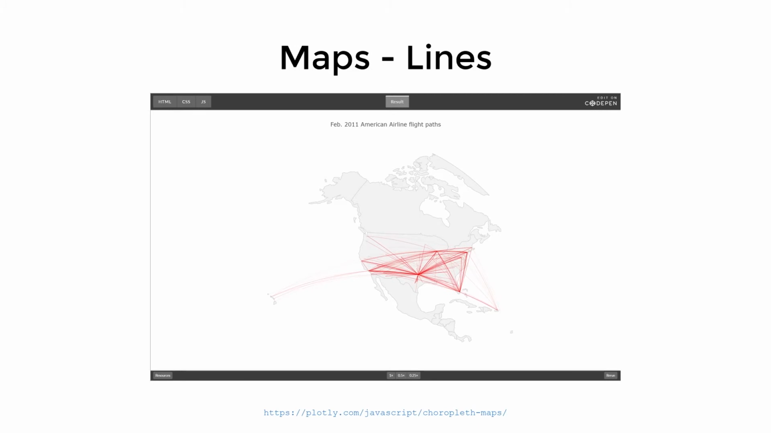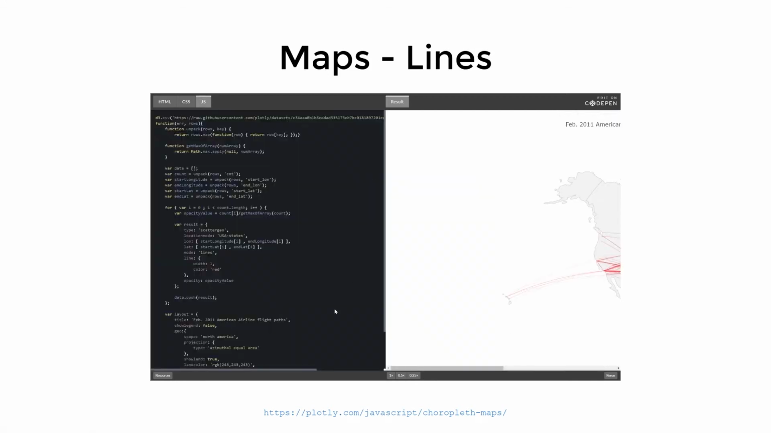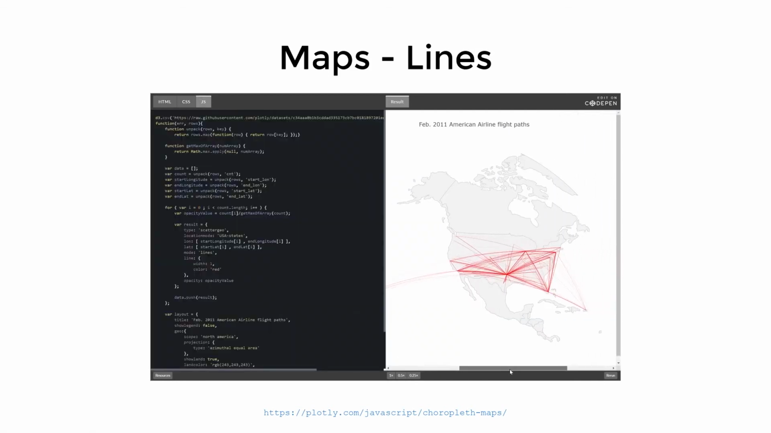Another type we can do is line visualizations on top of maps. In this case, our lines are representing American airline flight paths from February 2011. And if we take a look at the JavaScript for this, we can see that it's a fairly different setup in order to get our lines showing on our map. The type of visualization that we're going to be using here is the scatter geotype. And that is like a scatter plot, but on top of some geospatial data.